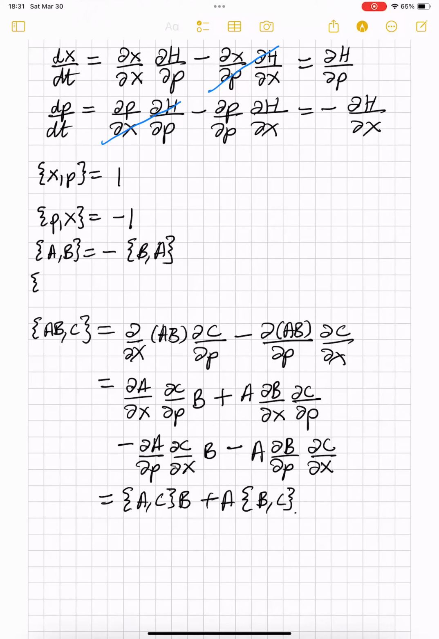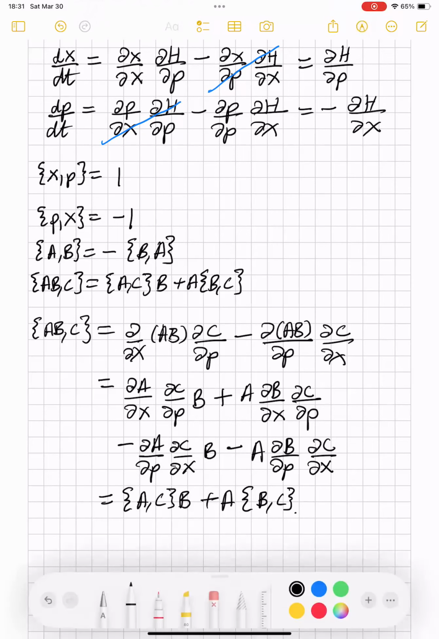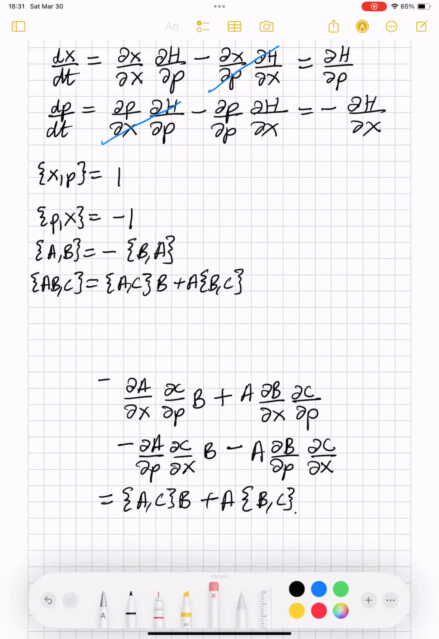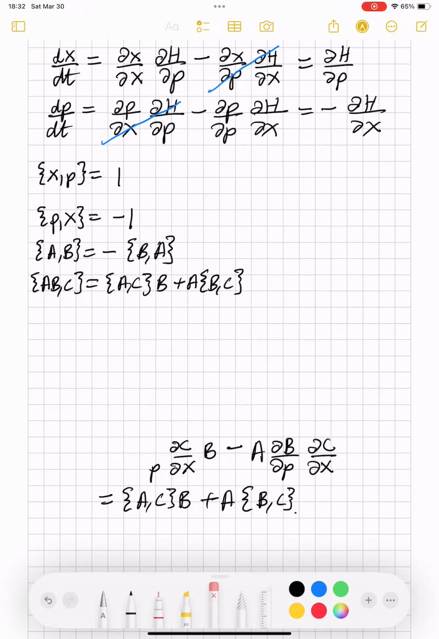I want to keep it. The Poisson bracket of AB with C is equal to the Poisson bracket of A with C times B plus A times the Poisson bracket of B with C. Good. Okay, so we've derived a few formulas for Poisson brackets. There's a whole lot more that you could derive, but maybe this is enough to illustrate the point. Okay, and here is the point.